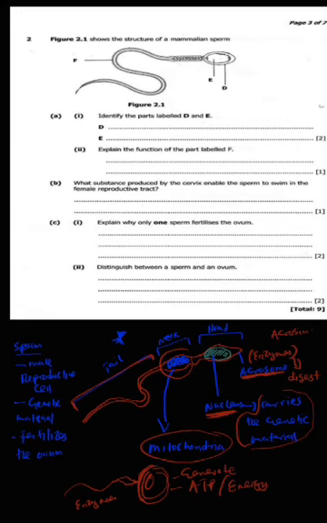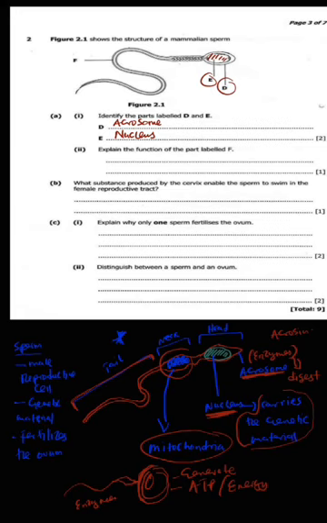So part 1 says identify parts labeled D and E. So D, we simply say acrosome. Part E is the nucleus, you can see. So we said this is the acrosome, remember? An enzyme-filled part of the sperm. Then this part here is the nucleus.